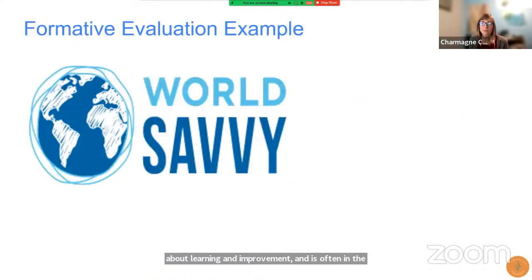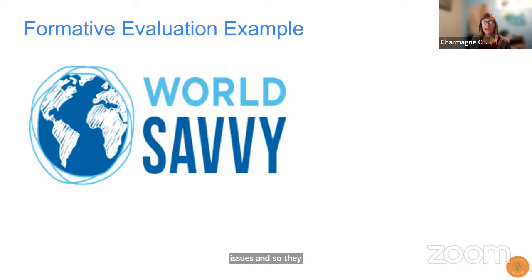And so one of the examples that I use is an organization, World Savvy, that I worked with for a long time. They're celebrating their 20th anniversary now, but in their early days, back in 2002 to 5, they were implementing a program for youth, middle and high school youth, interested in learning about global issues. And so they were really trying to understand, is this program having an impact on children and youth? But they were in the early days of figuring out what was working and what wasn't working.